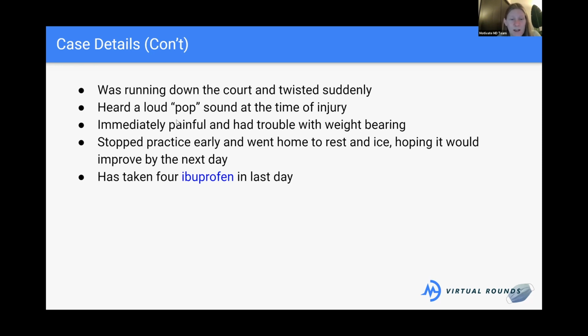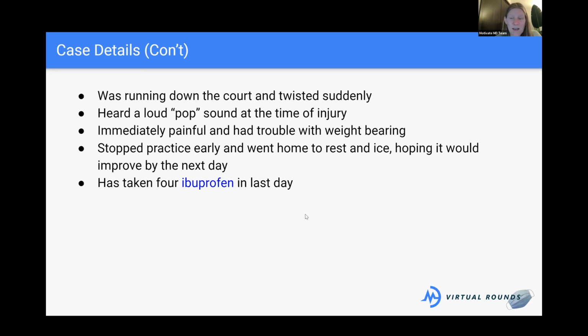But as soon as this injury happened, he was immediately painful and had trouble with weight bearing. So he stopped practice early and went home to rest his leg and to ice it and hoped that it would improve by the next day. And in that time, he's also taken 4 ibuprofen, which is the brand name Advil, a pretty typical over-the-counter pain reliever drug. But he's still having his pain, and obviously as an athlete wants to get it checked out so that you can hopefully start to recover and be back to your sport.